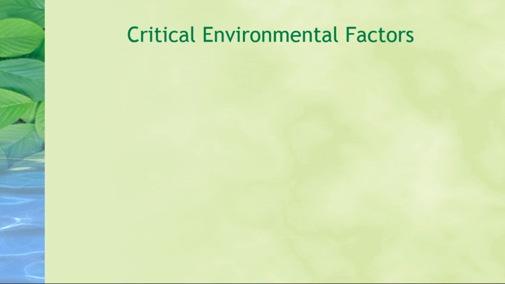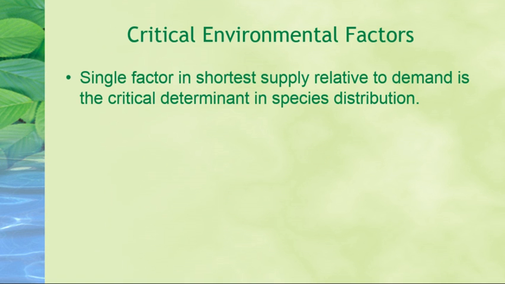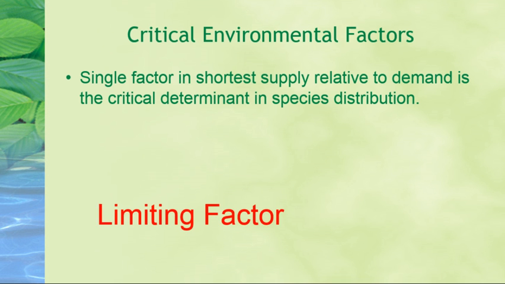Okay, so let's start with critical environmental factors. First of all, this is a lot like the idea of the limiting reagent that you did in chemistry. It is the single factor that's going to be in the shortest supply, all right? And a lot of times, remember from the biogeochemical cycles, it's going to be phosphorus in terms of nutrients, but it could be anything. Okay, there's one critical environmental factor, and that is the limiting factor.